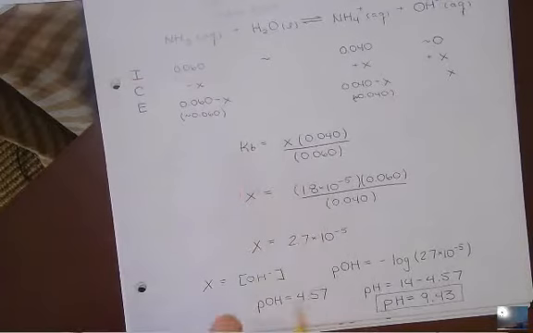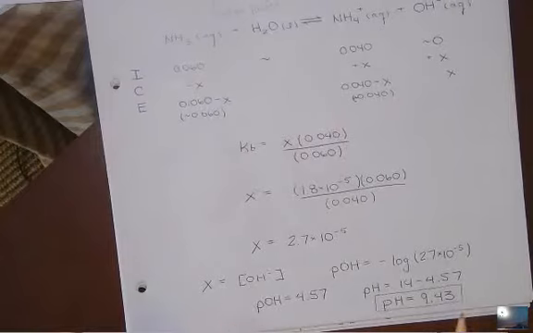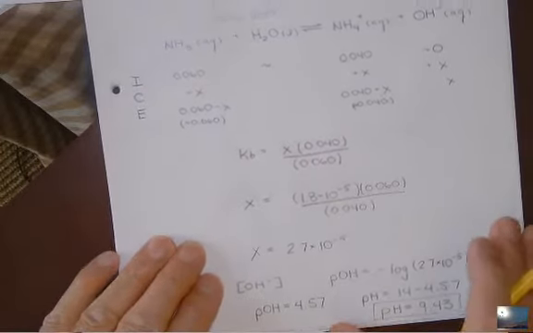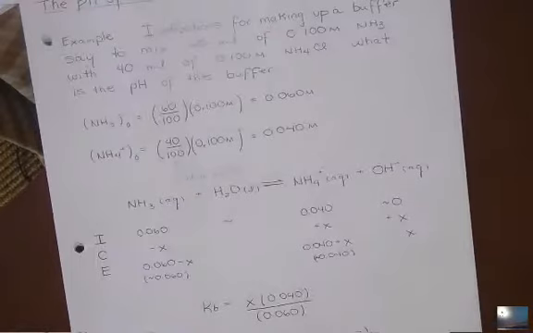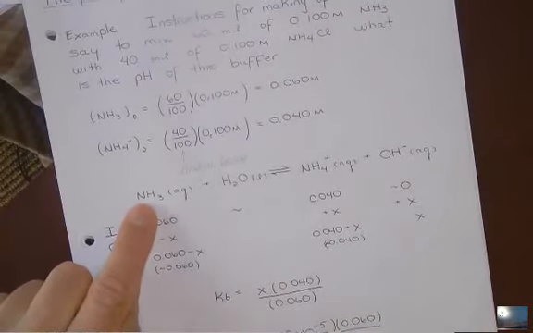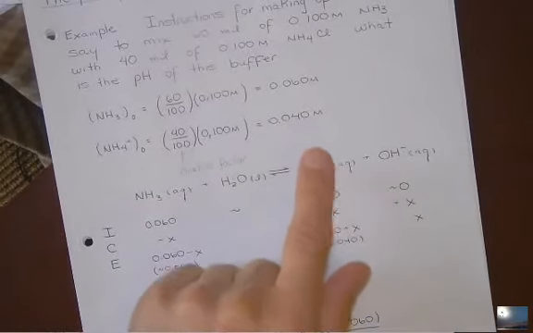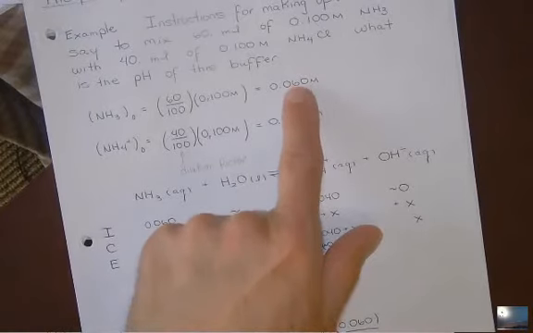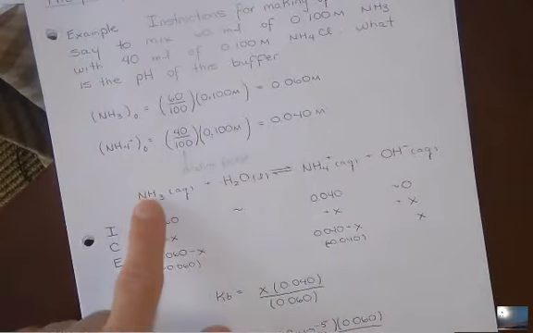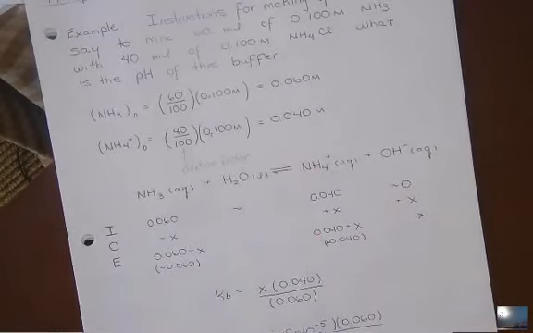Good? All right, last step. 14 minus 4.57 gives me 9.43. So this buffer is basic, okay? Well, why is it basic? It's basic because ammonia is a stronger base than ammonium is an acid. So even though I have a higher concentration of this one too. So two reasons. One, this guy's a higher concentration, but also this guy's a better base than this is an acid. Right? How do I know that?